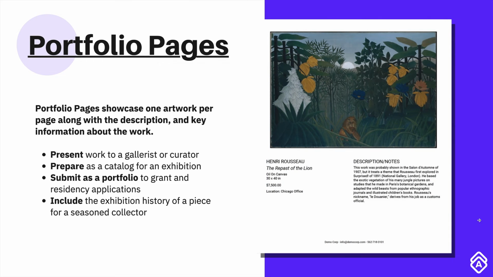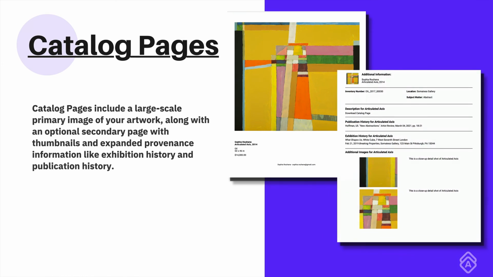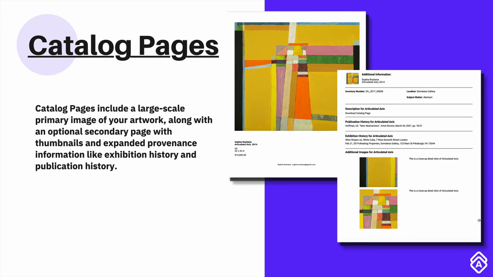Portfolio pages showcase one artwork per page along with the description and key information about the work. And similar to portfolio pages, catalog pages include a large primary image of your artwork along with an optional secondary page with thumbnails and expanded provenance information like exhibition history and publication history.